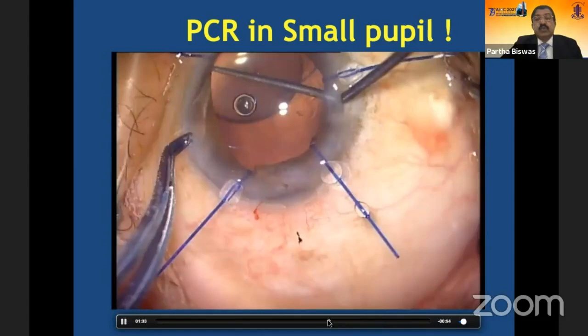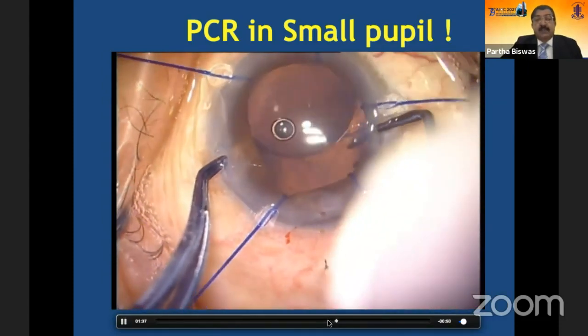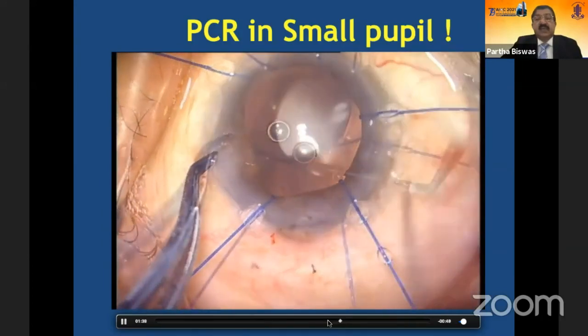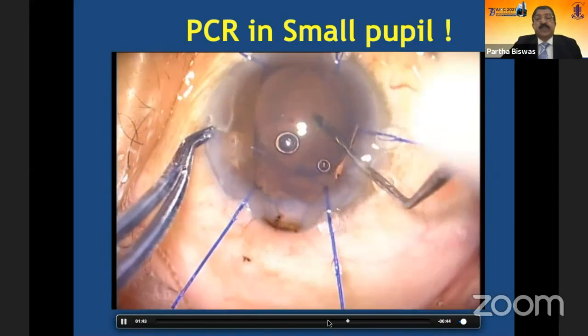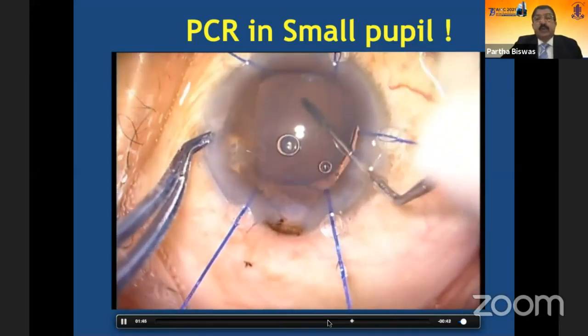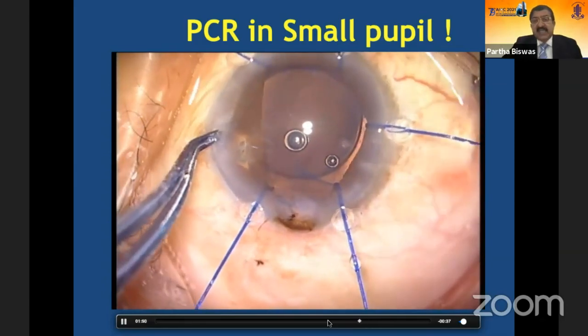We just need to put the intraocular lens in its place. And here it's a stable bag. Once the intraocular lens is there, you just have to capture it. The capturing is very important to stabilize this intraocular lens inside the bag.